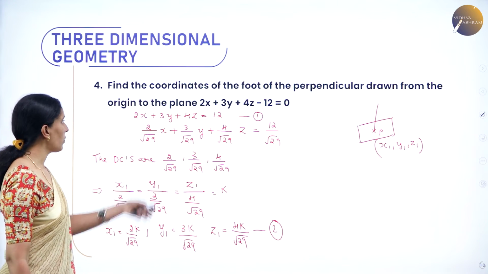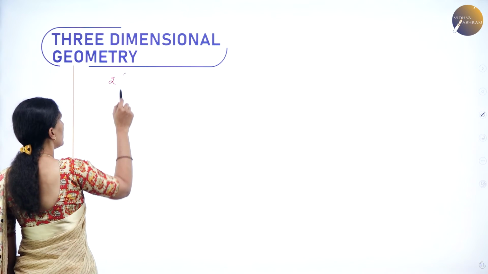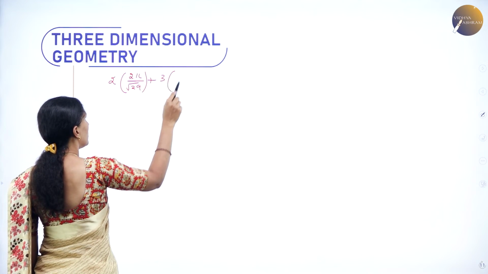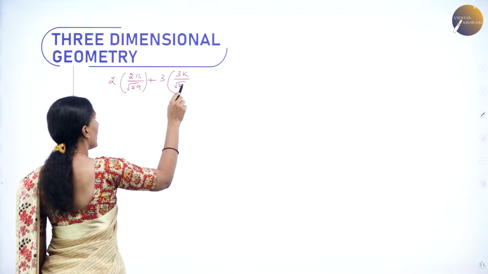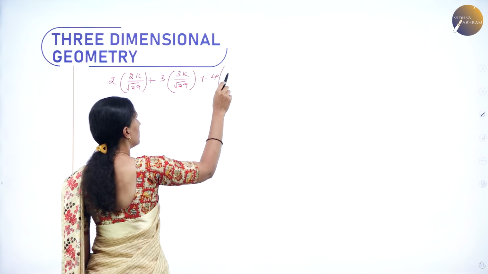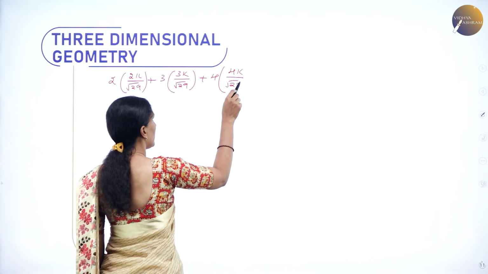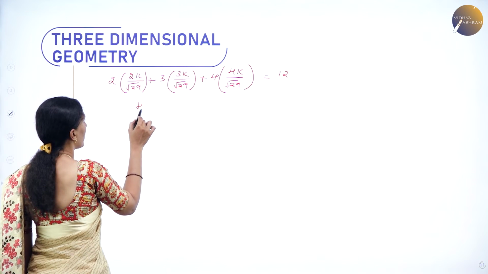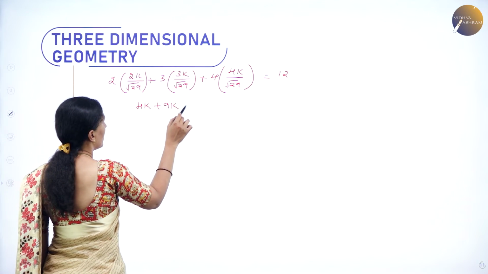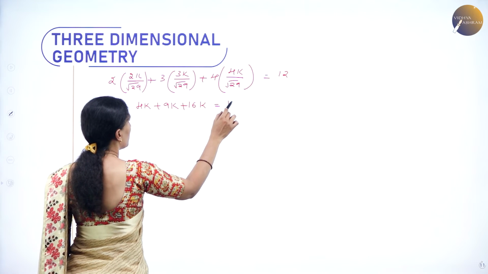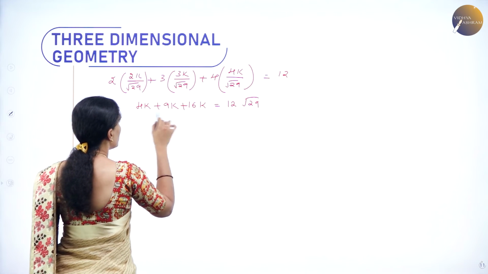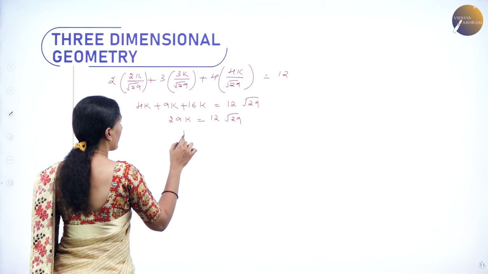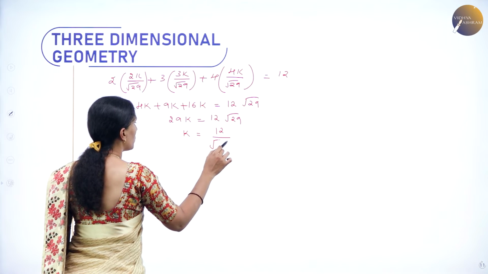Now substitute 2 in equation 1. Then we have 2 into 2k by root 29 plus 3 into 3k by root 29 plus 4 into 4k by root 29 is equal to 12. So when you add all this, you will get 4k plus 9k plus 16k is equal to 12 root 29. So 29k is equal to 12 root 29, or I can write k is equal to 12 divided by root 29.